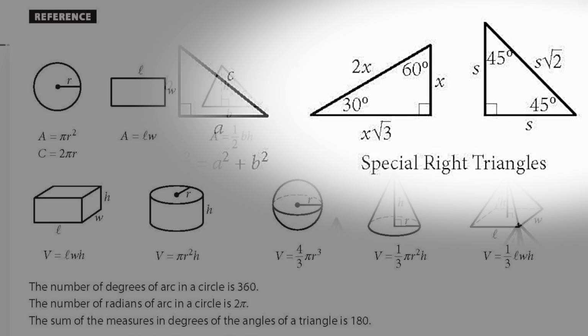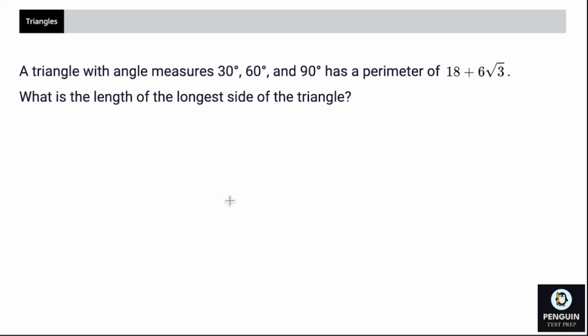Now, ideally, you have the rules memorized. So for a 30, 60, 90, we've got a little something like this. Your short side is going to be x. Your longest side, aka the hypotenuse, is going to be 2x.